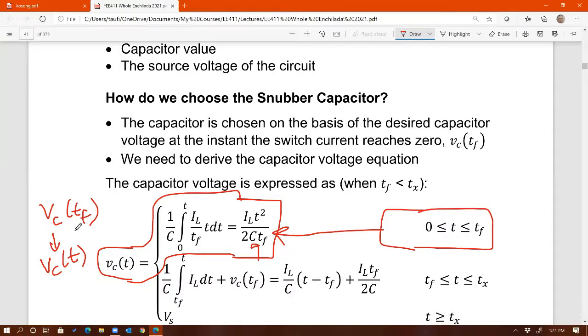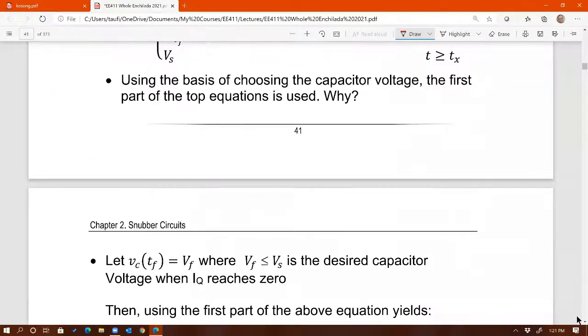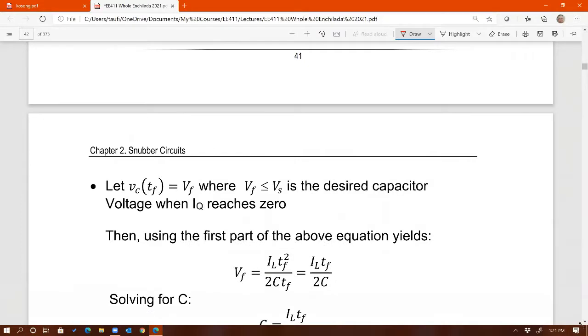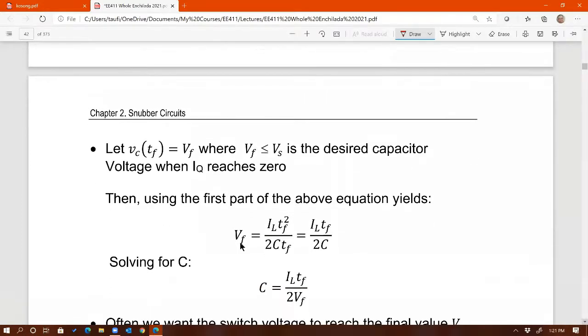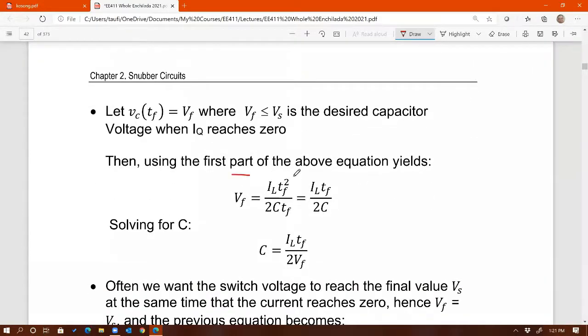Now if I plug in TF, this equation becomes what? It becomes this equation right here. So when T is equal to TF, that equation simplifies to this equation. And then you can simplify even further because one of the TF cancels, and you get this equation right there.